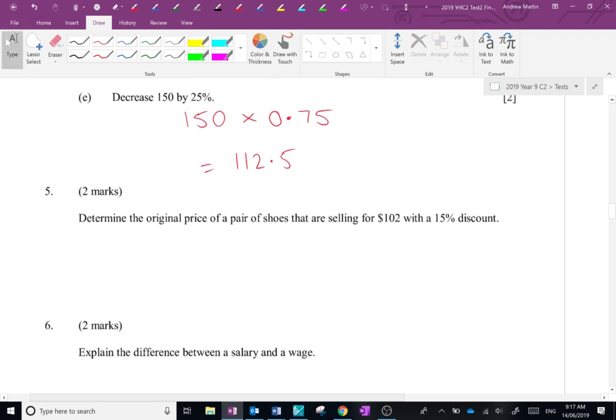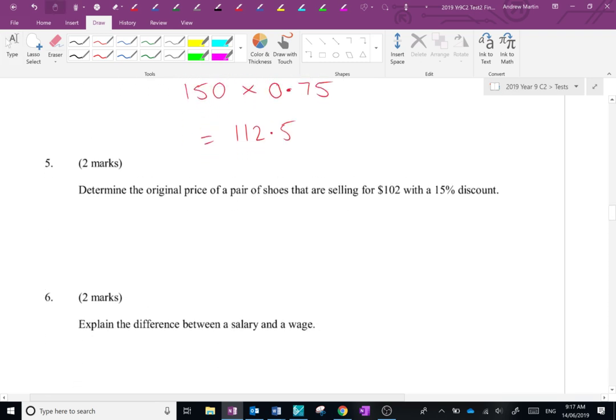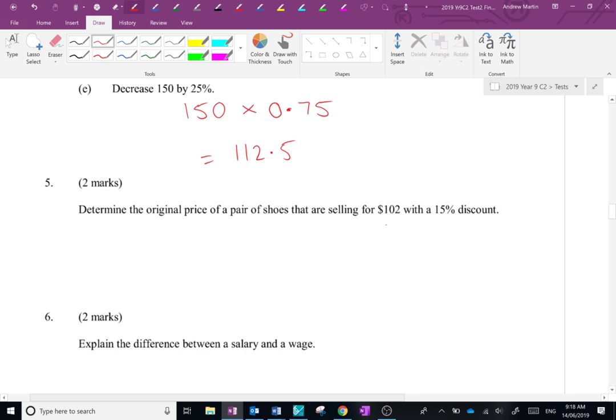Question 5. Determine the original price of a pair of shoes that they're selling for $102 with a discount of 15%. So that is the discounted price. The 15% has already been taken off. So we had an amount. They've taken 15% off, so they've multiplied that amount by 85%. And they got an answer of 102.